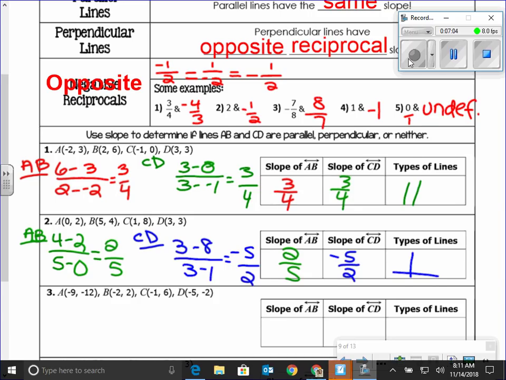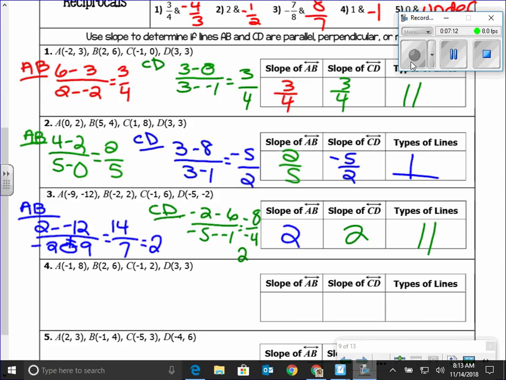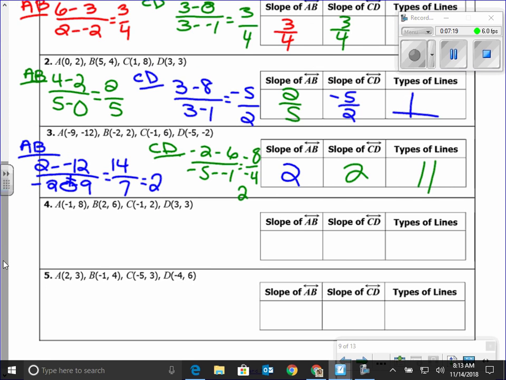All right, let's try number 3. Go ahead and find the slope of AB, find the slope of CD, and then let's determine what type of lines we have. All right, so because they both have a slope of 2, you have parallel lines. So let's try number 4.